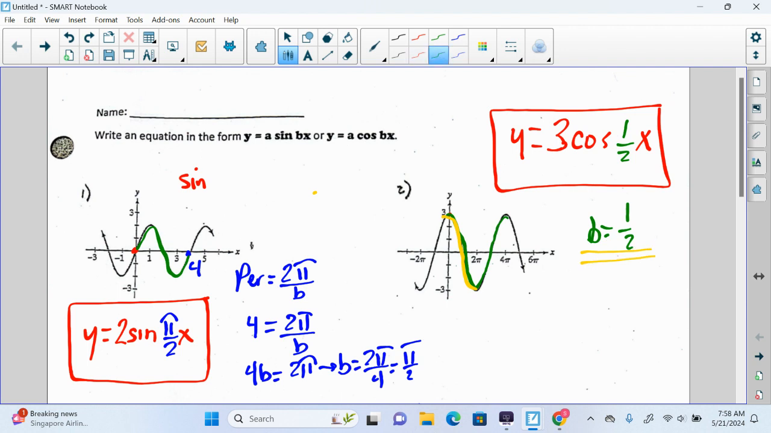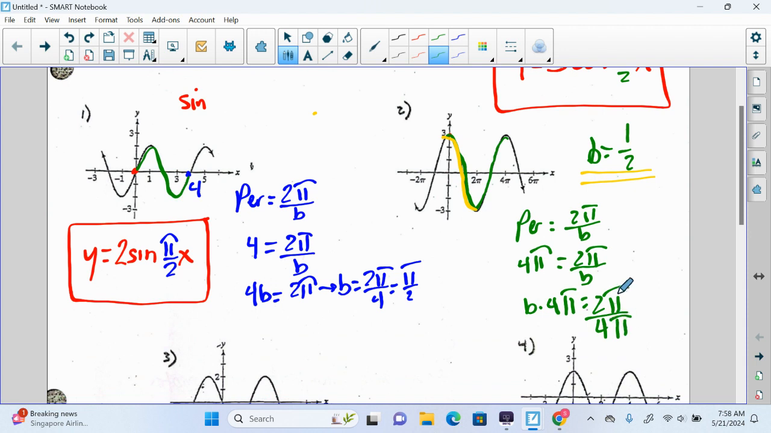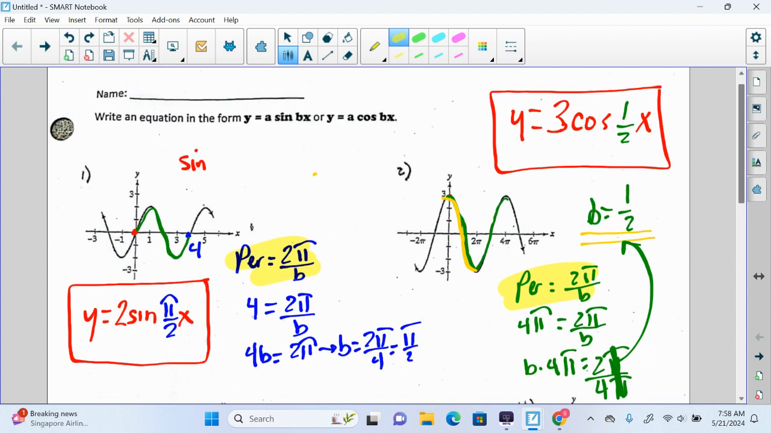If you're using the formula, period is 2 pi over b. Our period is 4 pi. Put that in for the period, and 2 pi over b. Cross multiply, we get b times 4 pi equals 2 pi. Then we divide both sides by 4 pi. There you go. There's your 2/4, which is 1/2. So you can always use this formula and plug it in. Sometimes it's nice and neat. You can calculate the b another way, but that's just up to you. You can always do it that way.